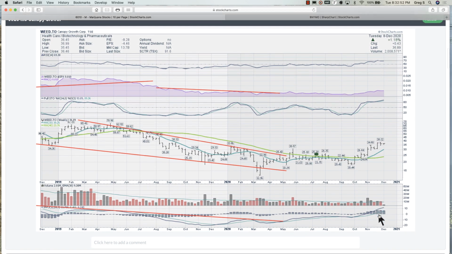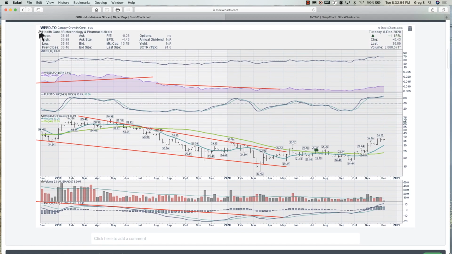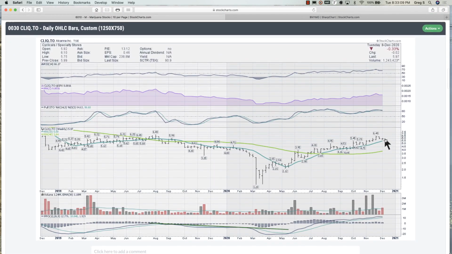Here's Canopy Growth. The Canadian ticker is WEED.TO, and the US ticker is CGC, Canopy Growth Corp. The stock's still doing well, looks okay. It's been flat for the last couple of weeks here, hasn't really done anything, so we want to keep watching.